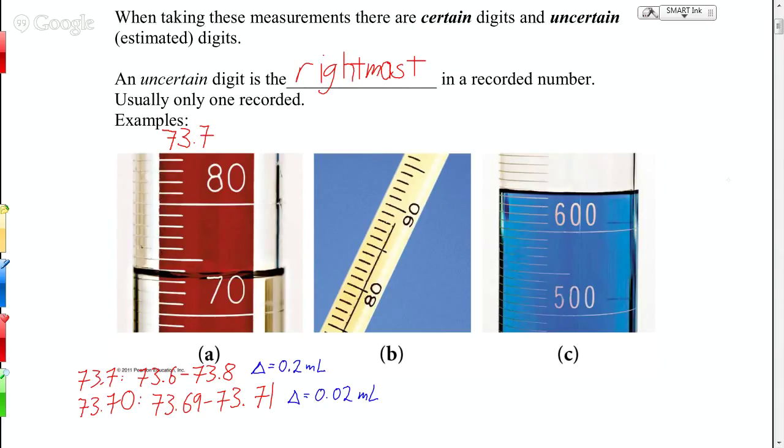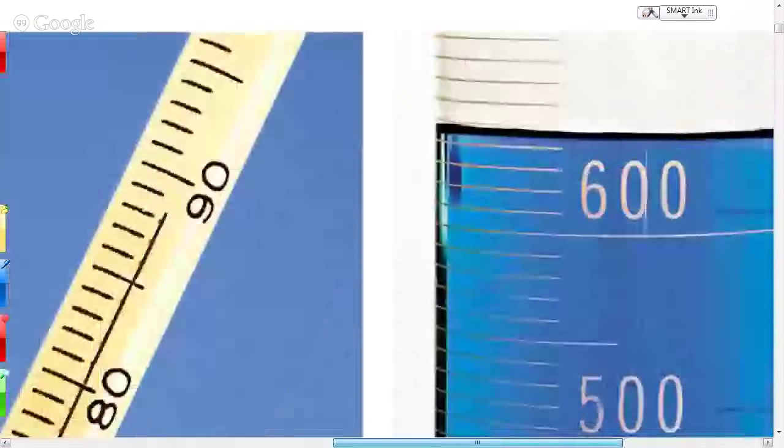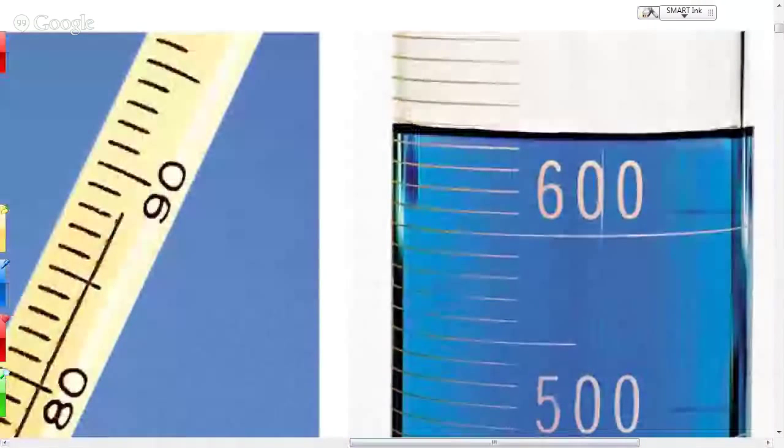Can you see those lines okay on the screen? You want me to zoom in? Yeah, can you zoom in? I think I can zoom in a little bit. Okay. So how would you write down those measurements? Write something down and then we'll talk about it.